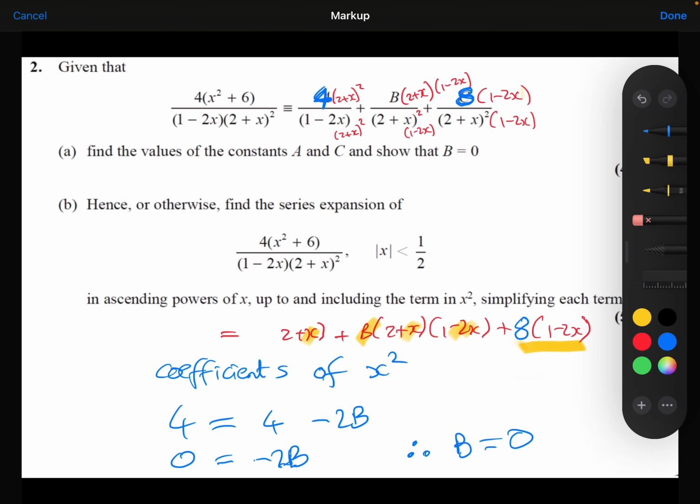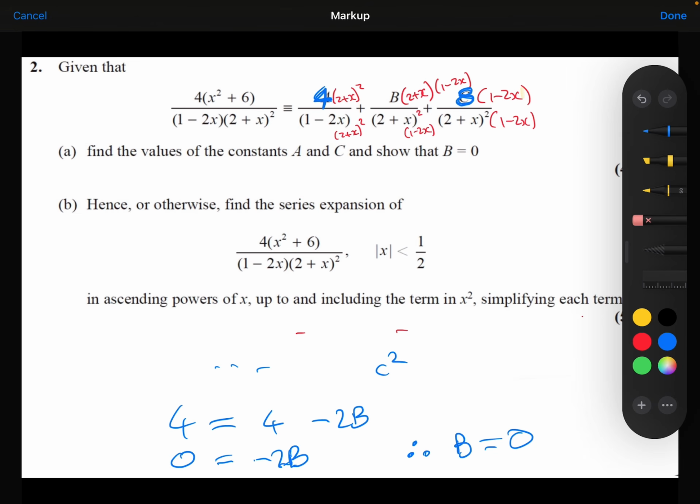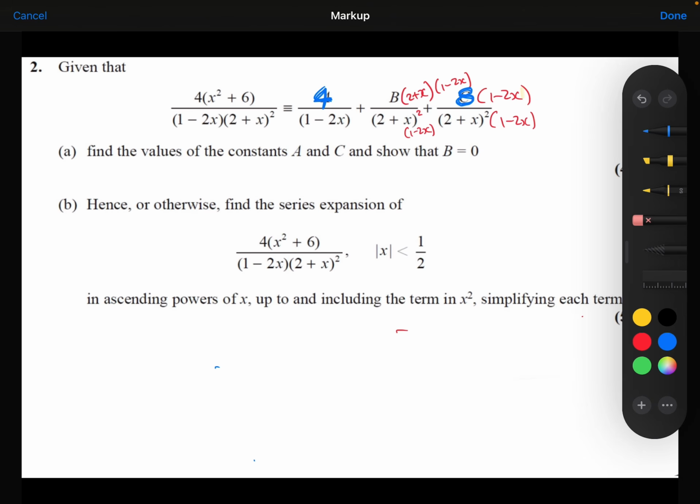Right, so we have done part A of this question, and we have managed to split this fraction up into 2 fractions. We have got the 4 over the 1 minus 2x. The b is 0, so actually this is not there at all. And then we've got the 8 over 2 plus x squared.